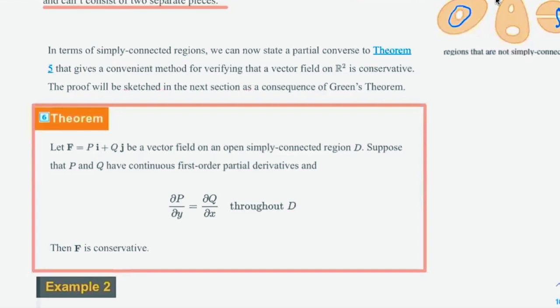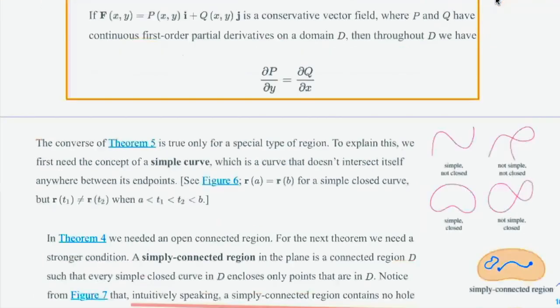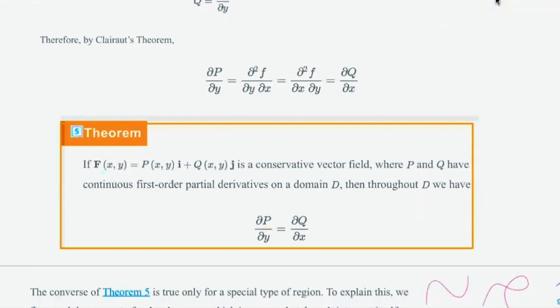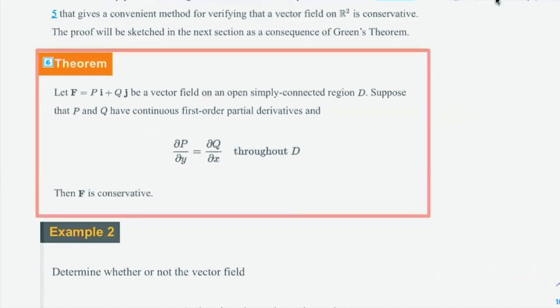Now, after this concept, we can talk about this theorem here. This is kind of like the converse of the theorem that we just had. Last time we talked about if this big F function is a conservative vector field, which means that big F can be written as the gradient of some scalar function f, and if P and Q have continuous first order partial derivatives, then the partial derivative of P with respect to y and the partial derivative of Q with respect to x are equal. Now, conversely, if we have this, can we say this big F function is conservative? This theorem says that is true when big F is on an open simply connected region D.